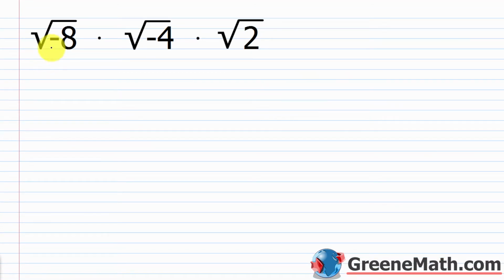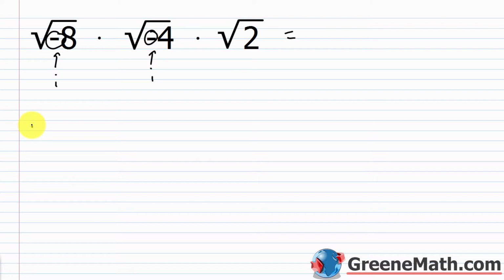So we have the square root of negative 8 times the square root of negative 4 times the square root of 2. So I can't just say, hey, I have the square root of negative 8 times negative 4 times 2. It wouldn't work out that way. What I've got to do is change the form first before I do my multiplication. So we all know if we see a negative, we can just replace that with i.